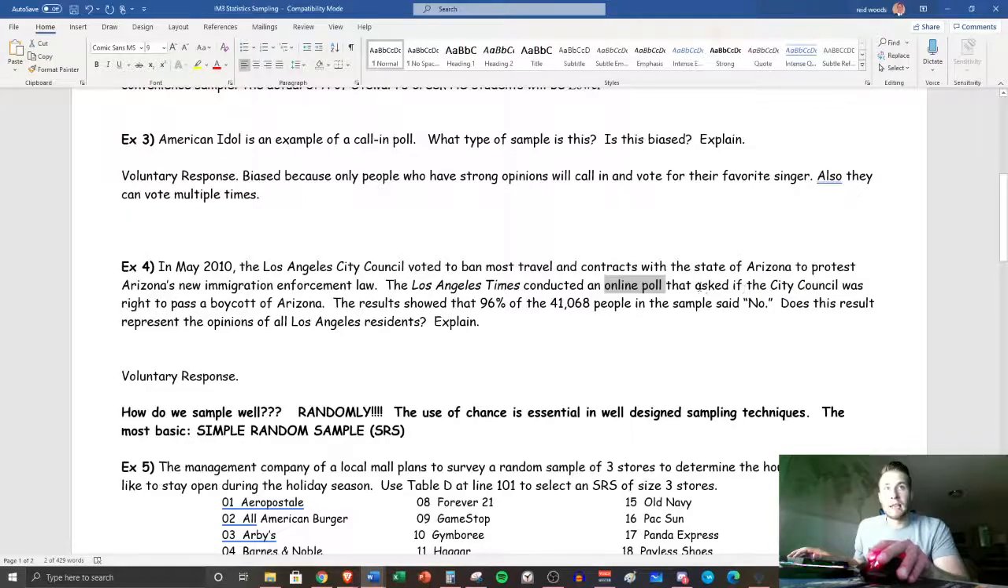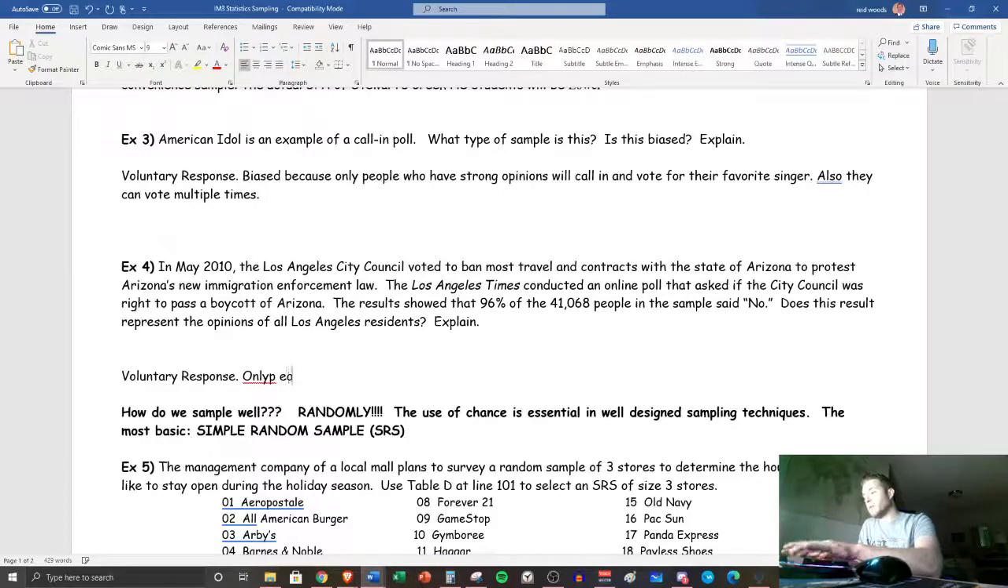So they asked if the city council was right to pass this boycott. Well, if you're from Arizona and you see an online poll and you're angry about this, you can go in and say no. We don't have any idea how many of these 41,000 are actually from the city of Los Angeles. Is everyone in the sample from LA? Probably not. This is voluntary response.